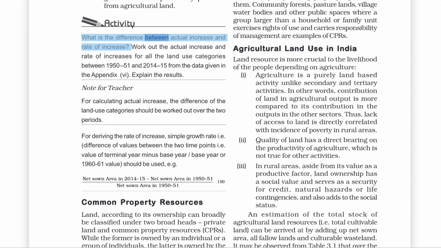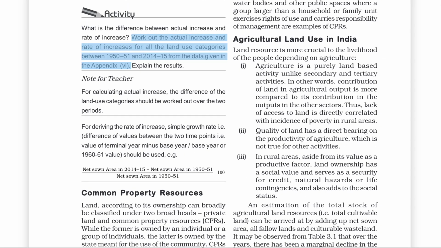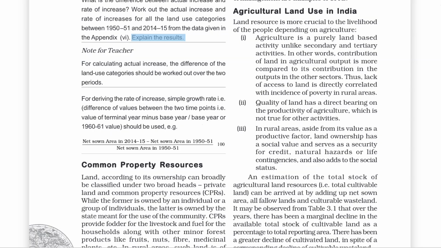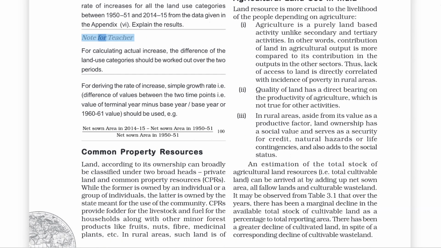What is the difference between actual increase and rate of increase? Work out the actual increase and rate of increases for all the land use categories between 1950-51 and 2014-15 from the data given in the Appendix 6. Explain the results.